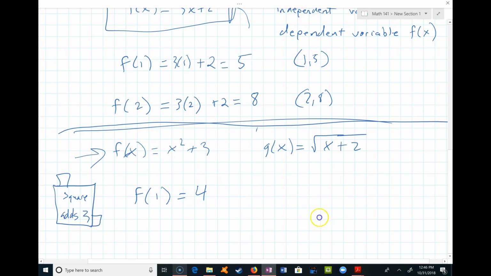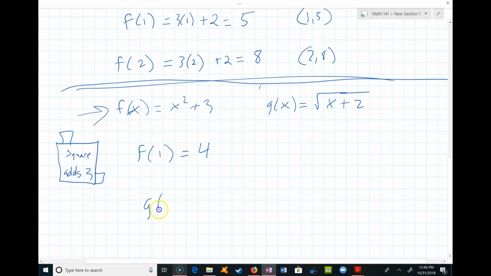Now I could have also asked, what's g of 1? Well, that would be a different question, wouldn't it? That means I'd plug a 1 in for x over here. So what happens to a number when I plug it into this machine? First of all, it adds 2. Then it takes the square root. So 1 plus 2 is 3, so this would be the square root of 3.